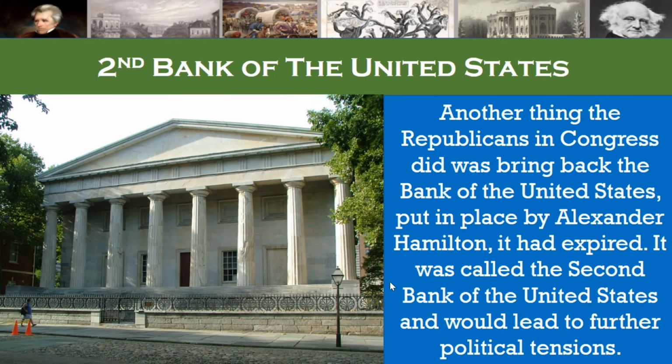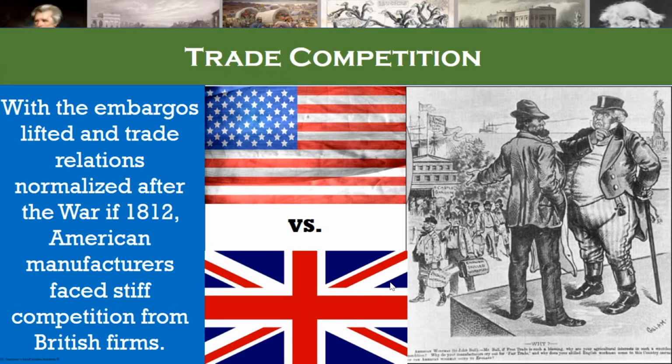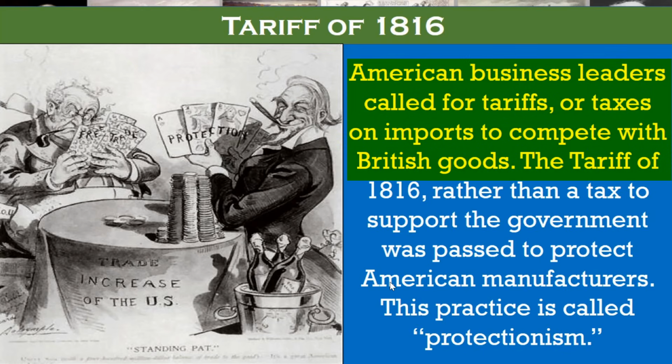Another thing the Republicans in Congress did was to bring back the Bank of the United States, which had been put in place by Alexander Hamilton but had expired. It was called the Second Bank of the United States and would lead to further political tensions, especially when Andrew Jackson took office. With the embargoes lifted and trade relations normalized after the War of 1812, American manufacturers faced stiff competition from British firms. American business leaders called for tariffs, or taxes on imports, to compete with British goods.